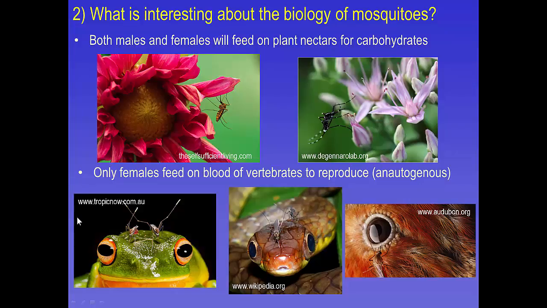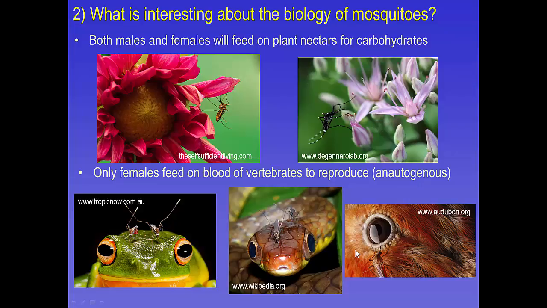And I wanted to point out, as these pictures below illustrate, that no terrestrial vertebrates really get a break from being fed upon by mosquitoes. Amphibians are fair game, as well as reptiles and birds. We tend to think of ourselves and mammals as being the primary source of mosquito blood meals, but other vertebrates are also exploited.